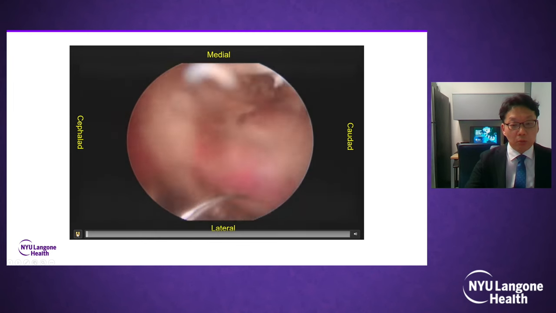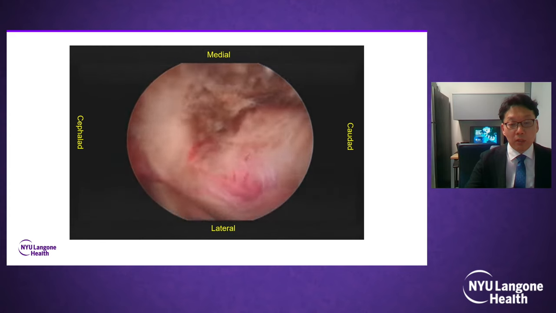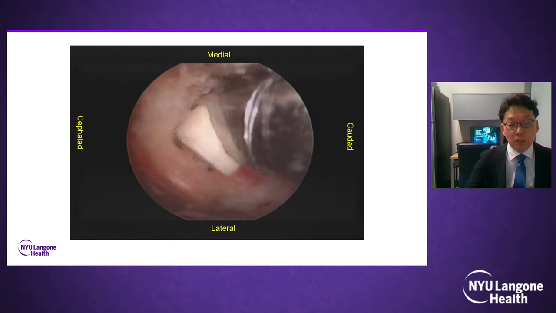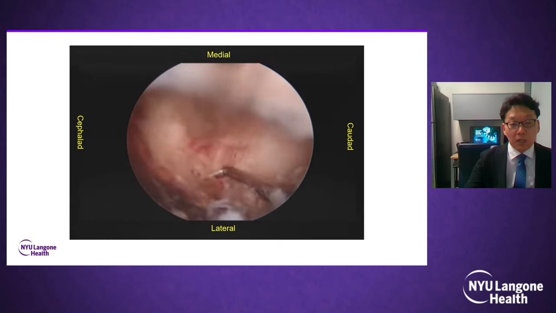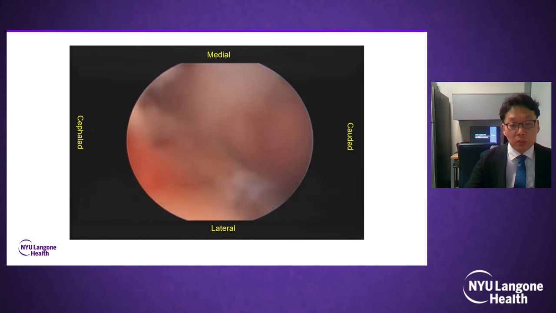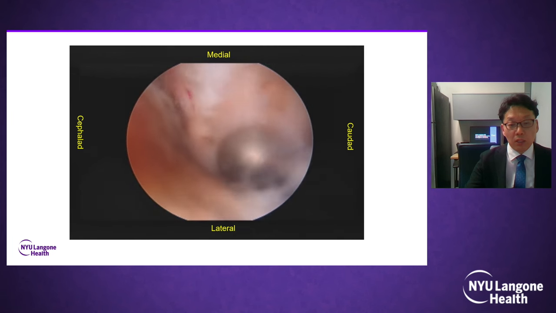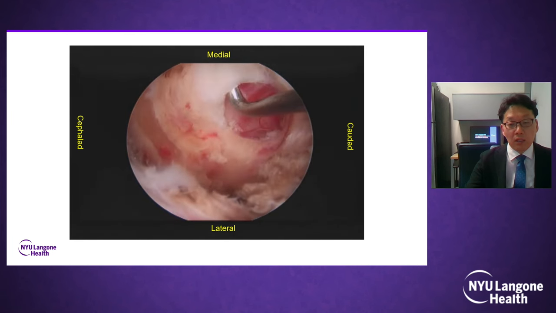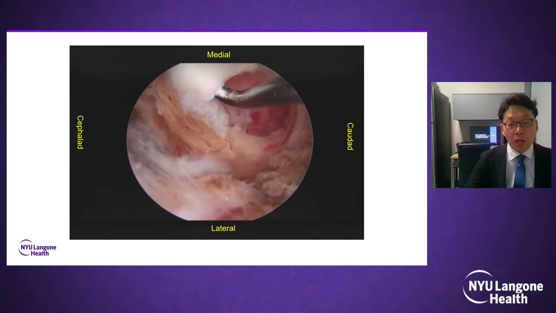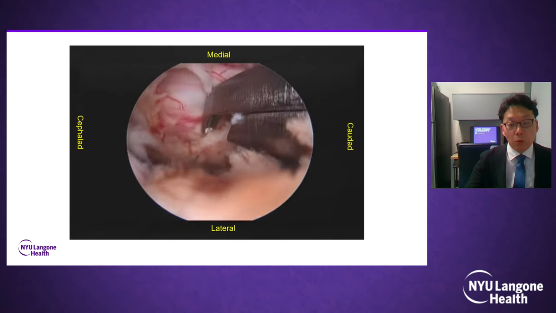This is the operation video. After removal of the soft tissue, start from the V point, peel out, removal of the flavum, then go lateral.